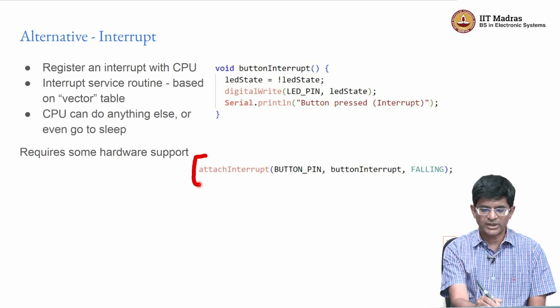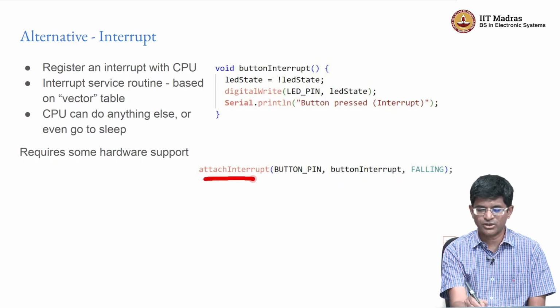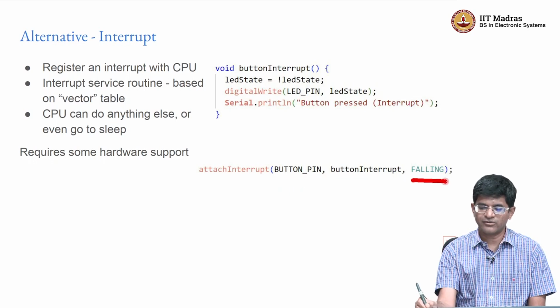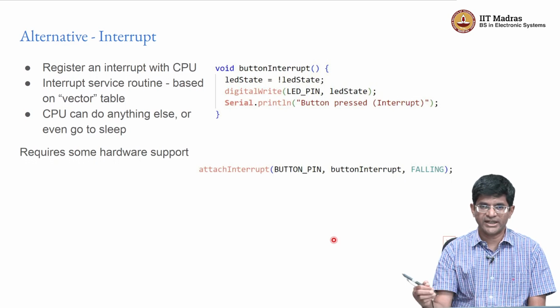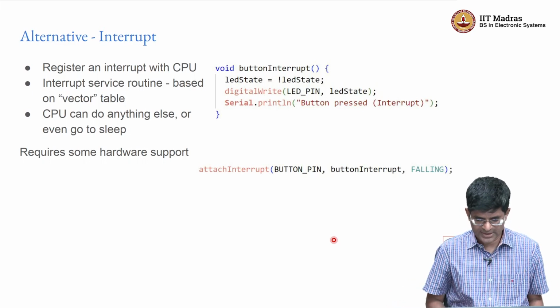We of course have to explicitly say that this function, the button interrupt function, is the one that should be attached to the interrupt on the button pin, and the interrupt type is a falling level on that particular pin. That is, when the pin level goes down to 0, activate the interrupt. Okay. Now, how does all this look like when it actually operates in code? Let's take a quick look at the code corresponding to this.